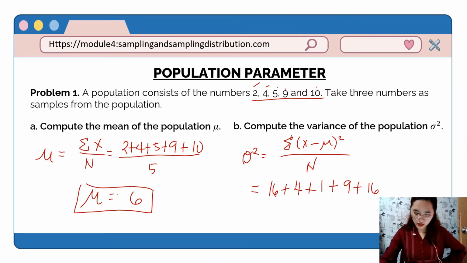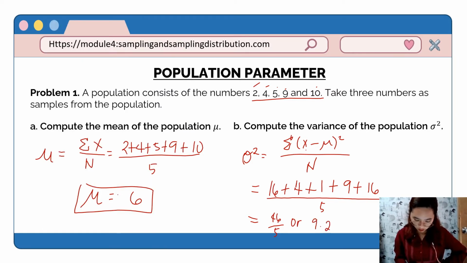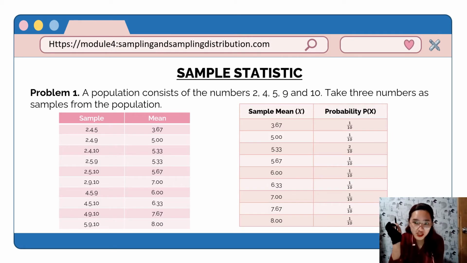So, we add them, over 5. 16 plus 4 plus 1 plus 9 plus 16 is 46. 46 over 5, divided by 5, is 9.2. So that is our population variance. Take note. Let's proceed to our sample statistics. First we compute our sample mean, then the sample variance.